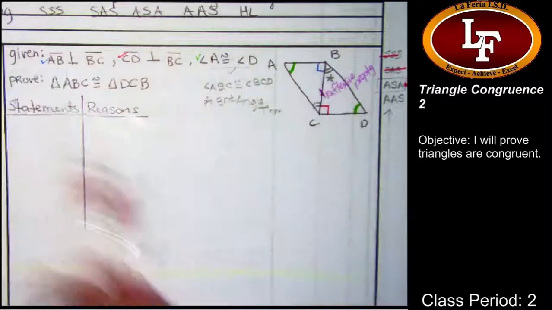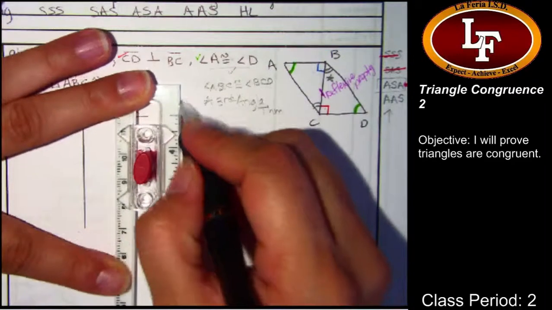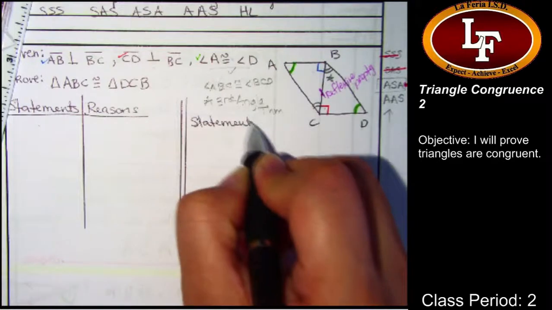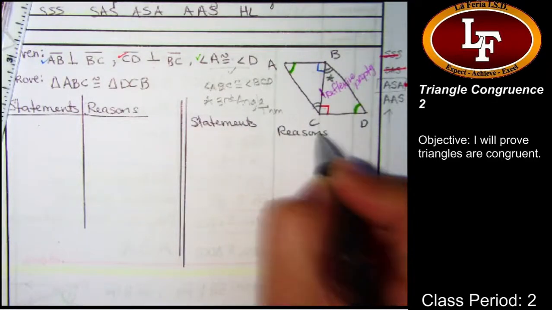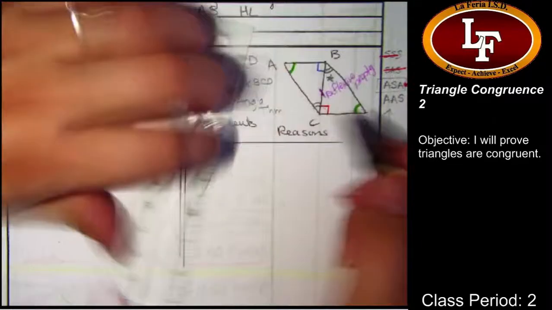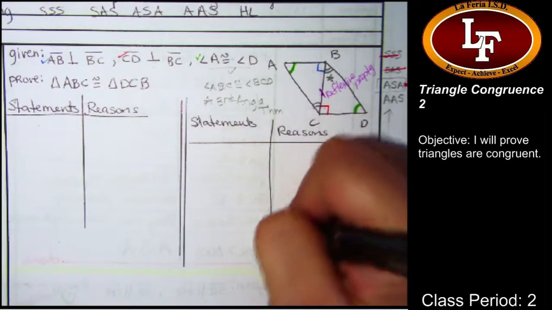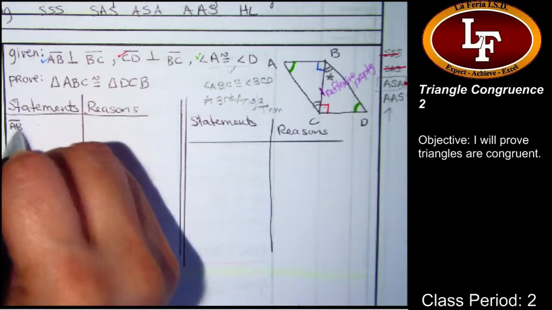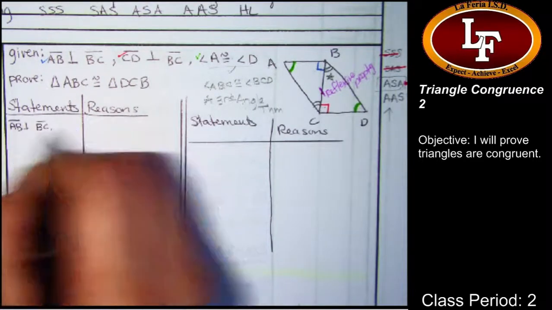I'm going to do both of them. There's one. There's two. Because you can do this two ways. You don't have to write both of them. I'm going to, just so that you can compare and contrast. So pick one. Either you're going to prove it by angle, side, angle, or you're going to prove it by angle, angle, side. You get to pick, and you're right no matter which one you pick.